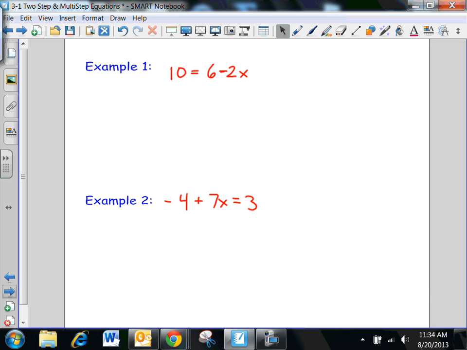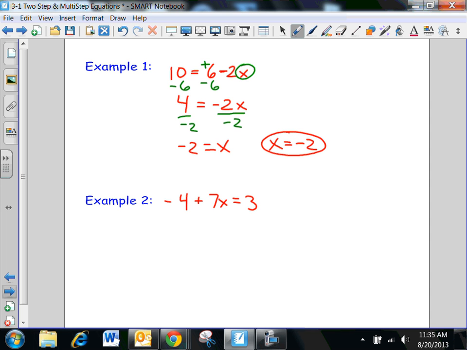And so you have 6 examples. Here's the first 2. For each example, we're solving for x. I want to get x by itself, so I want to move everything else to the other side. Example number 1, this is a positive 6, so I'm going to subtract 6 from both sides. I get that 4. That 4 is equal to negative 2x, and then I divide both sides by negative 2, and so I get that x is equal to negative 2, and I want to always put the variable on the left-hand side.